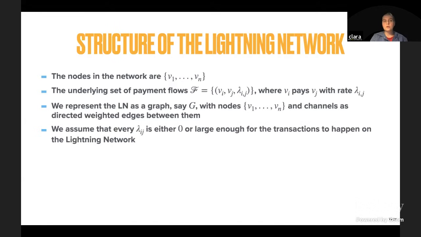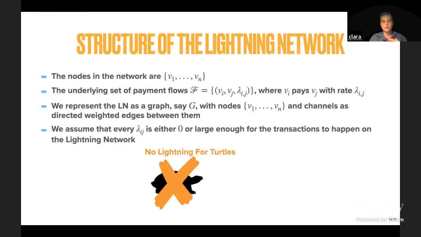And we're going to assume that all of the lambda ij's are either 0 or large enough for the transaction to happen on the Lightning Network. So this is just a small thing. We didn't get to that part, but at the heart of it, if you're not transacting a lot, if you're a turtle, so to say, you're not going to go on the Lightning Network because it's not going to be worth your while and you're going to transact on chain. So this is an assumption we have with us.